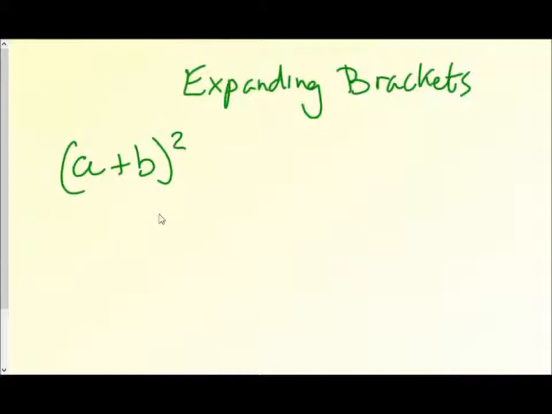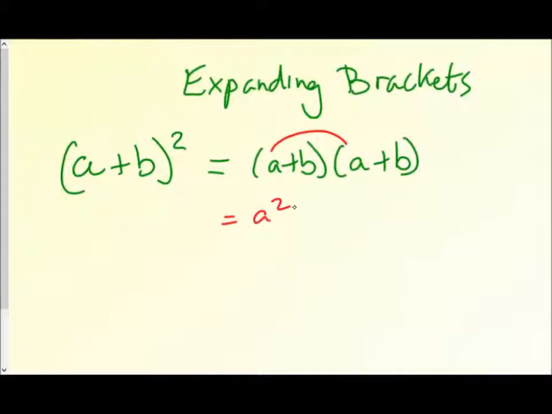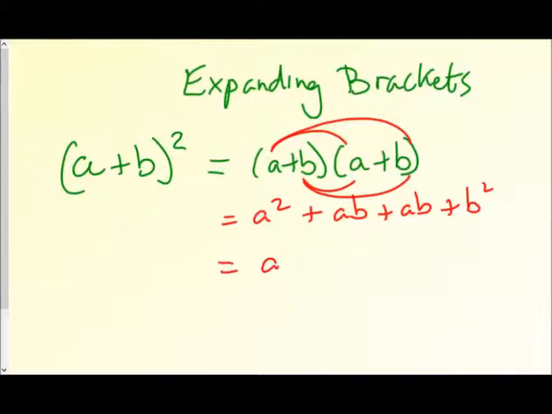If I wanted to work out a plus b all squared, then that is a plus b times by a plus b. A squared, ab, ba, or that's another ab, plus b squared. So I get a squared plus 2 lots of ab plus b squared.